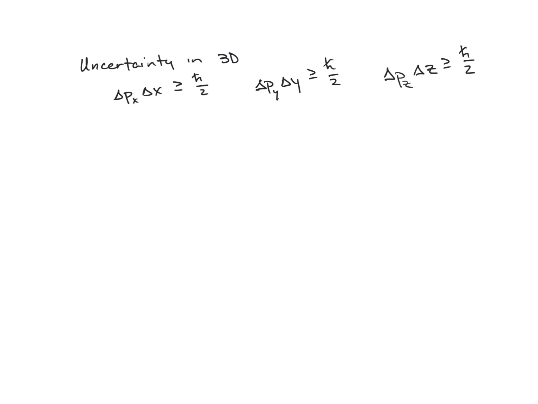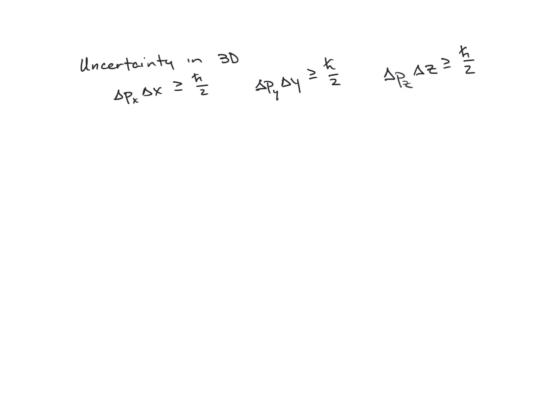We'll finish up our talk about the uncertainty principle by expanding out to 3 dimensions here. So we already talked about just 1 dimension, with our uncertainty in momentum multiplied by our uncertainty in position being greater than or equal to h bar over 2. We can expand that out to all 3 dimensions with just our Cartesian coordinates, again, y and z here.